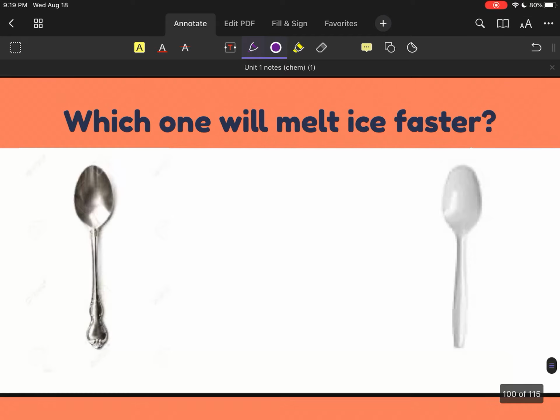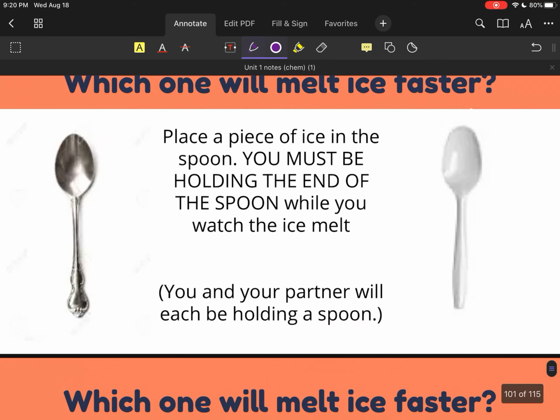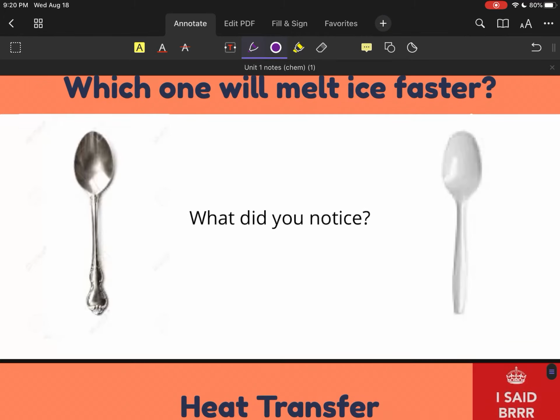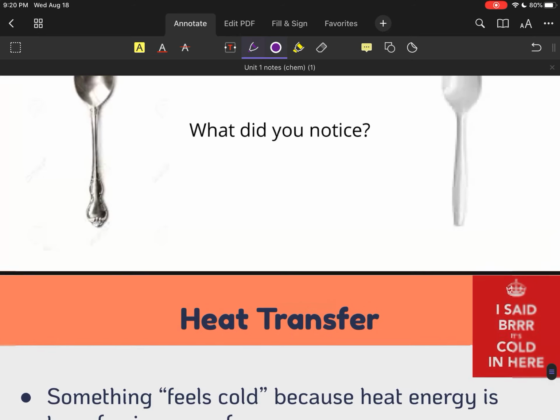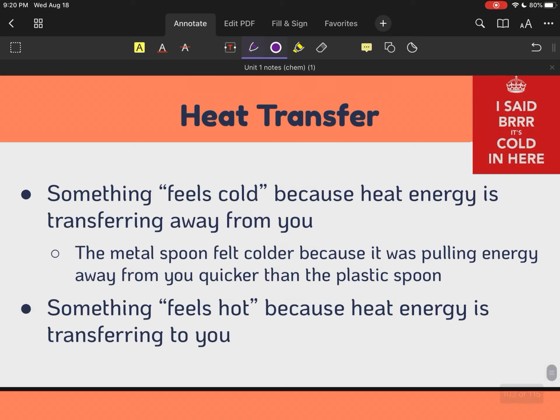And then if I asked you which one do you think would melt ice faster, you probably would guess the plastic spoon because it feels warmer, right? Which makes sense. And so in class, we're going to actually test this out. And what we're going to notice is that the ice actually melts faster on the metal spoon. So we're going to talk about why that is, because that's not really what we would think would happen at first. So this all comes back to heat transfer.